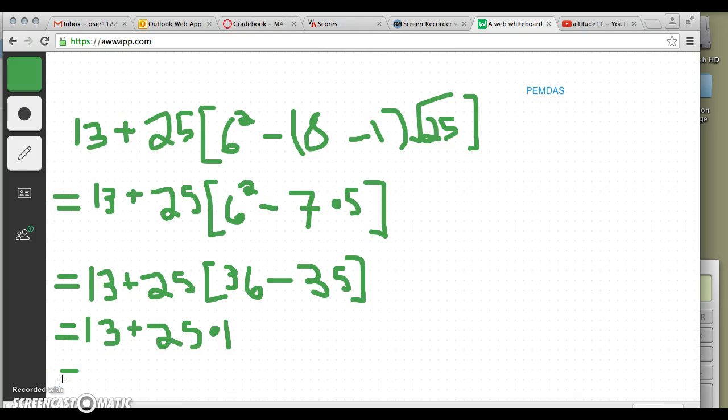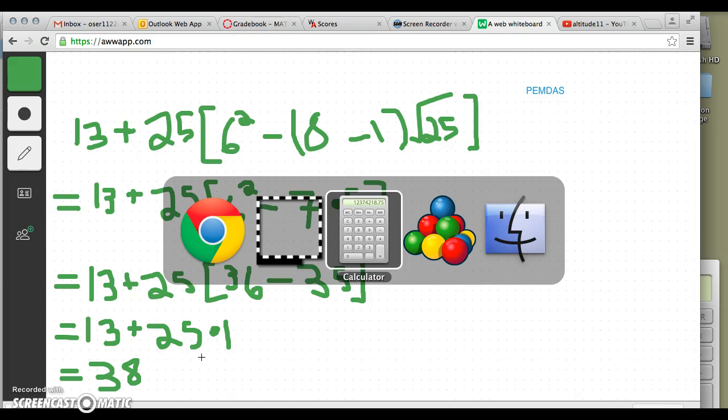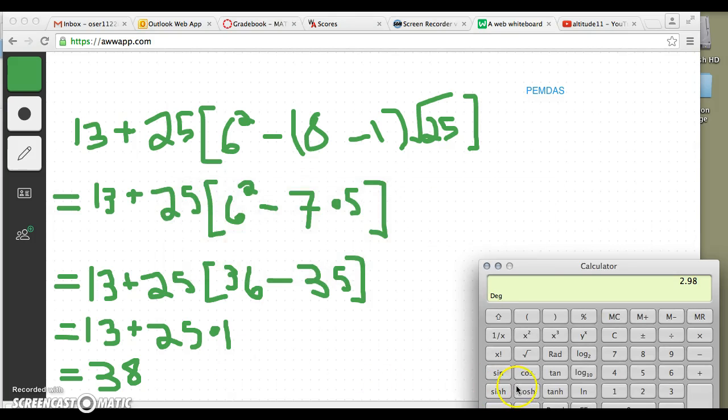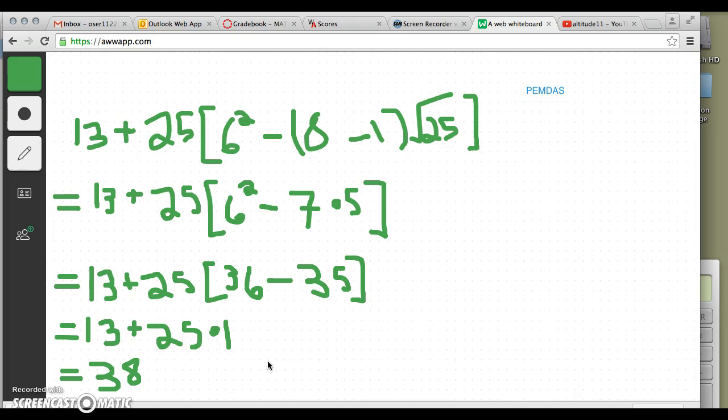So when it's all said and done, what we have is 13 plus 25. So 25 plus 13, that would be 38. Okay, and we will just check that to make sure. 25 plus 13 equals 38, exactly as we got there.